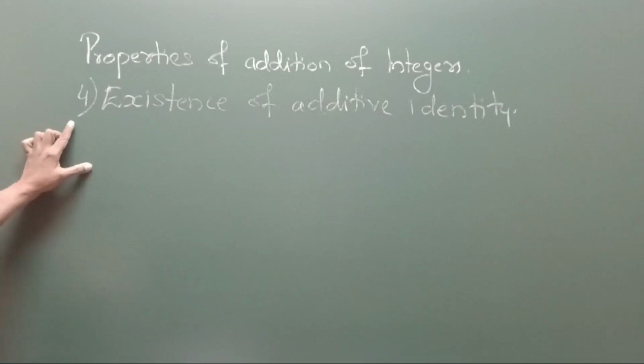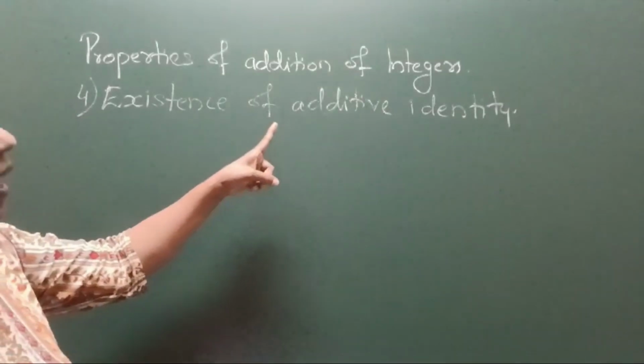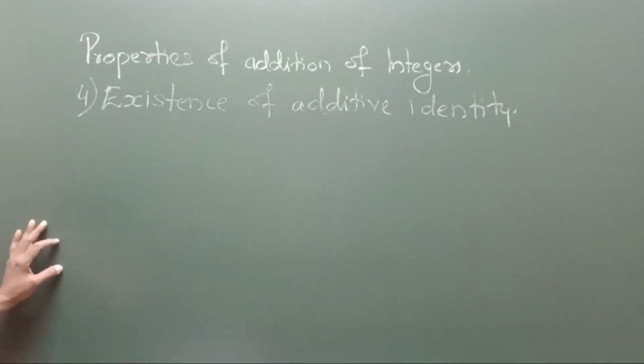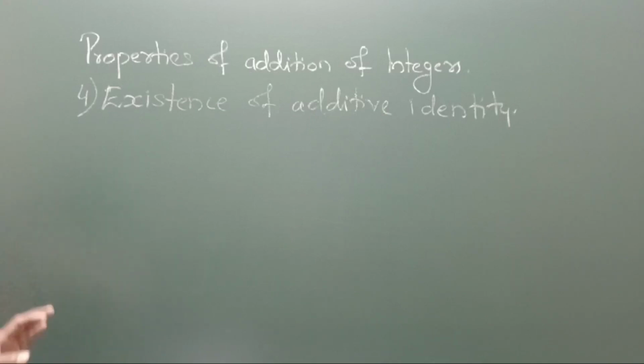Next property is existence of additive identity. The sum of any integer and 0 is the integer itself. That means if you add 0 to any integer, the answer is the integer itself.